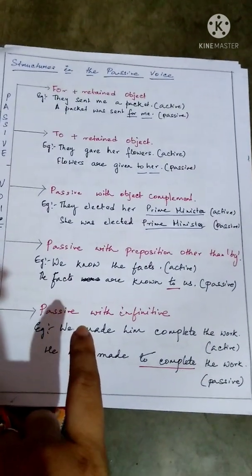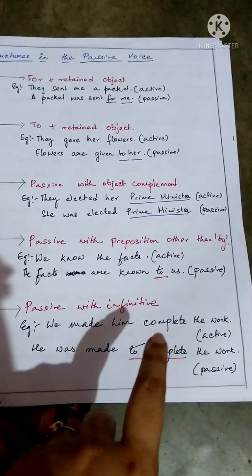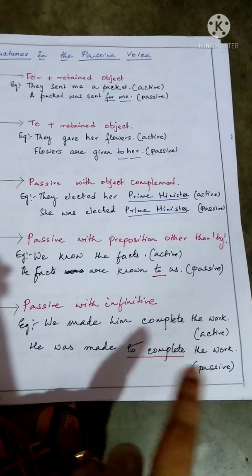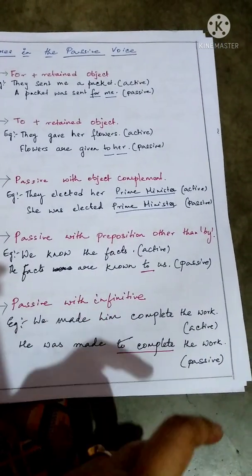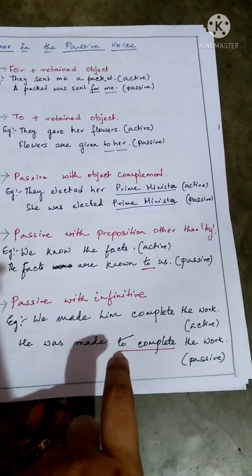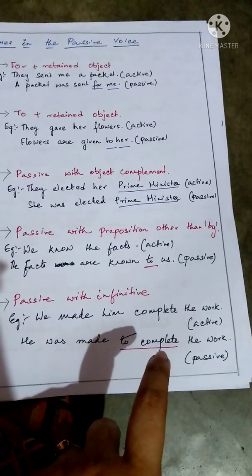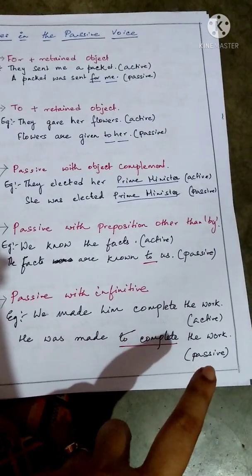The last one, passive with infinitive. We made him complete the work. In active, he was made to complete the work. He was made to complete. So infinitive to is used with the verb to make the sentence in passive.